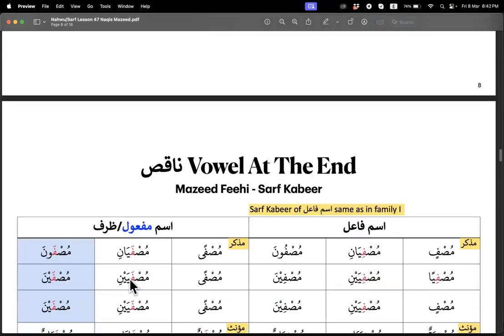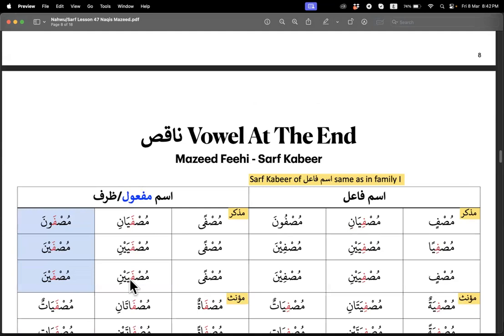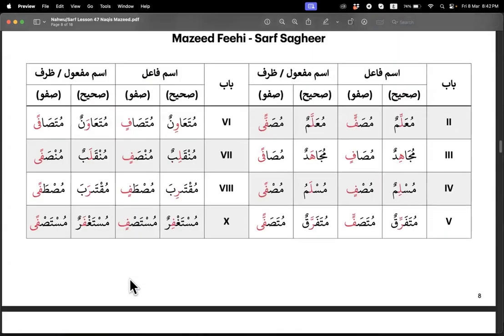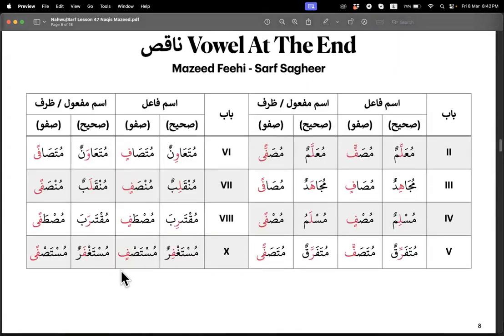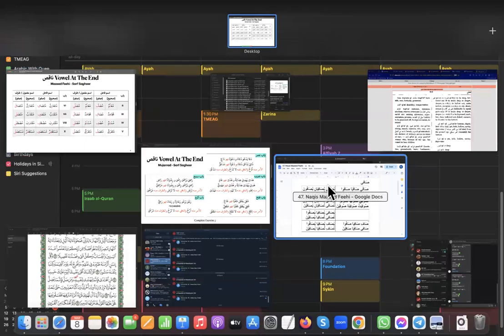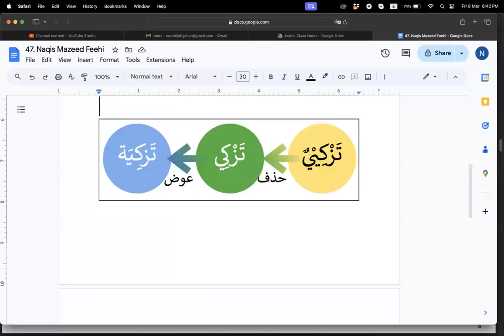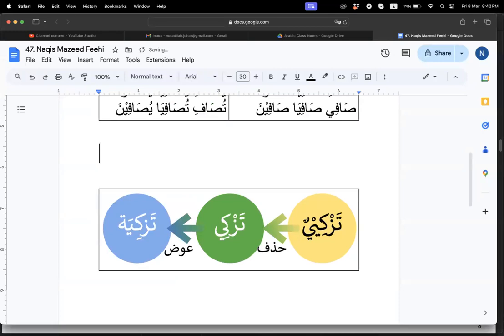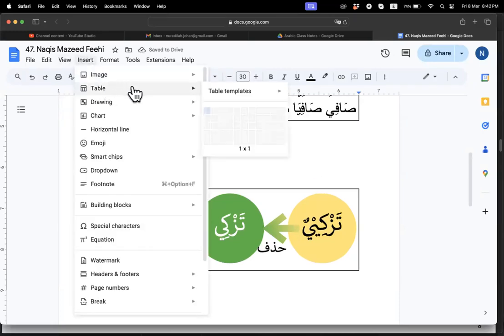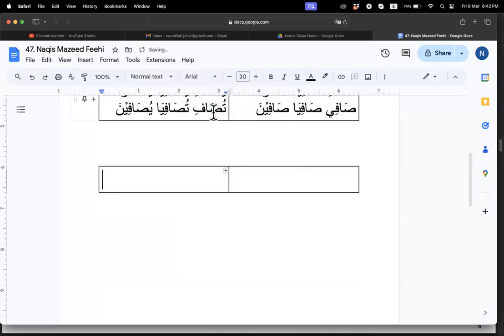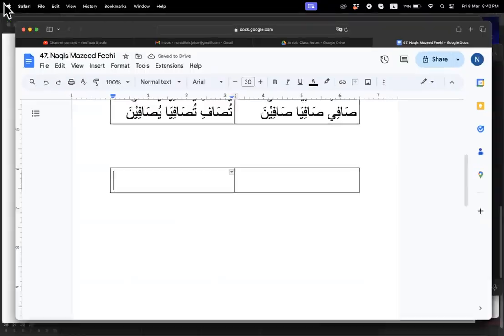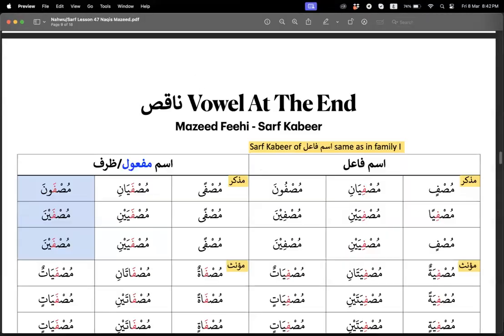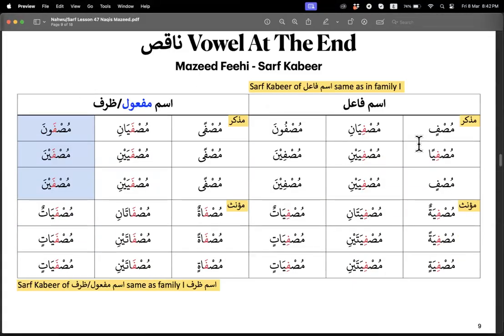Hold on. Okay. We talk about the ism fa'il. Yeah, we talk about the self kabir. So, insert table. Unit table. Yeah, maybe. Hold on. What did I give? I gave family four basically.